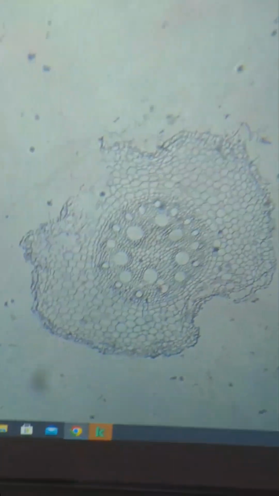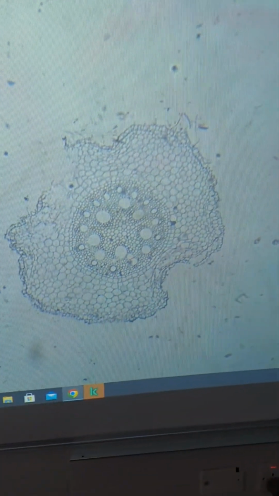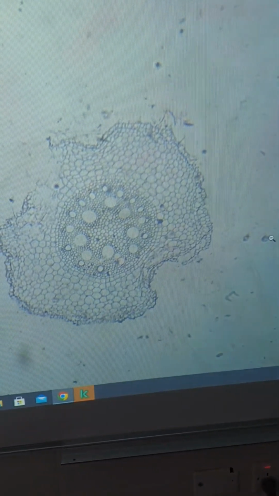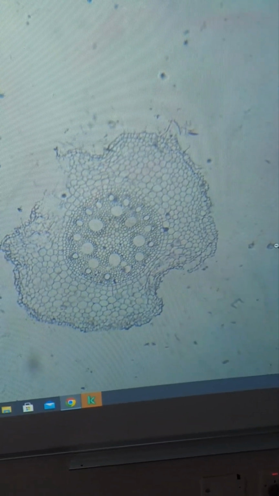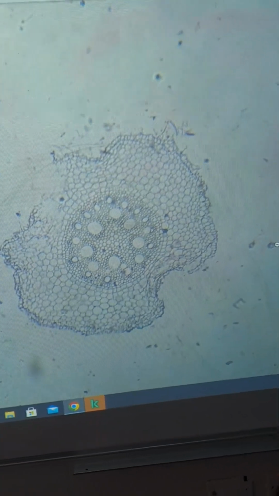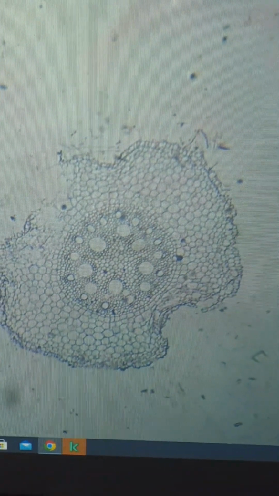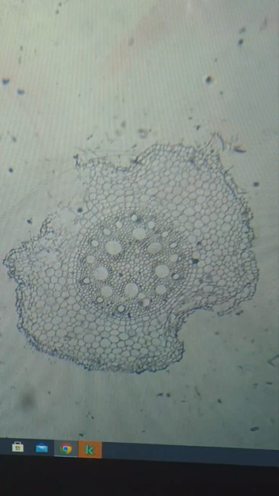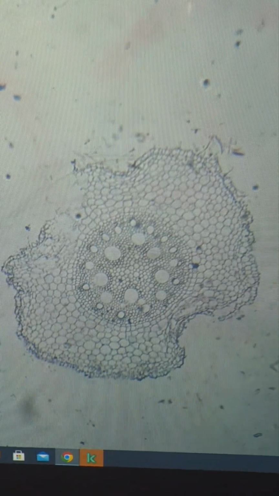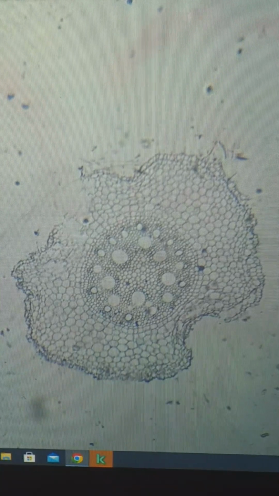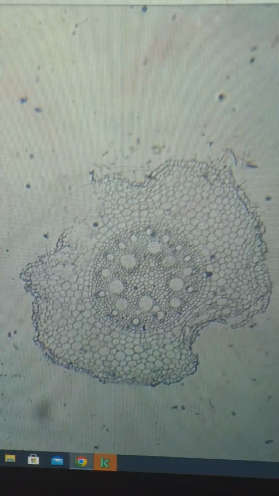So here's the slide under the microscope. Now, as you can see, the slide is not stained. It's black and white only. You need to be able to distinguish the different areas in the slide. You need to distinguish the different tissues by looking at the size of the cells as well as the shape of the cells in the slide. Now, if you are a little bit familiar with the transverse section of roots, you will be able to somehow identify the different layers in this slide.